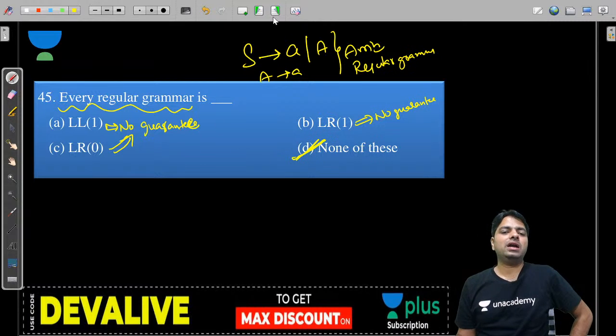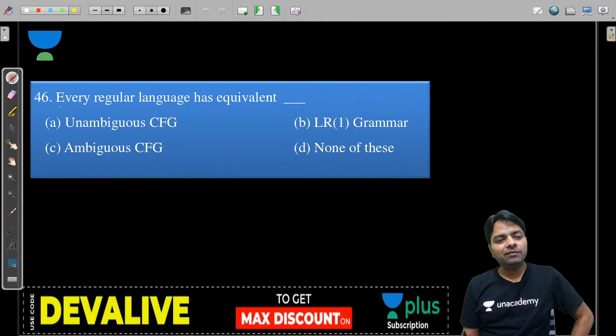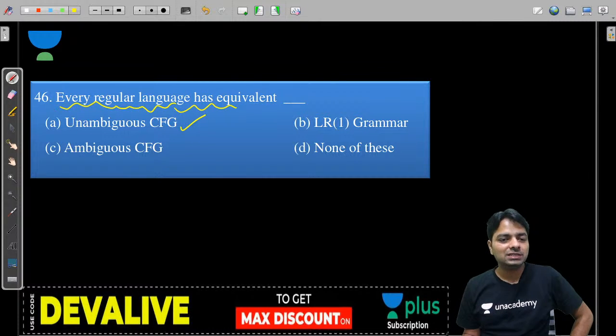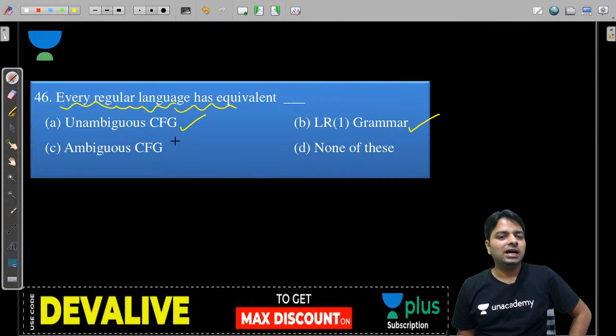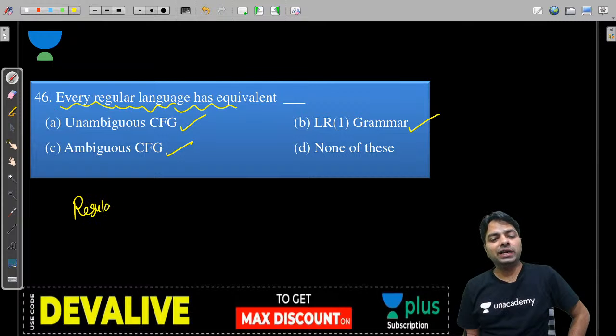Option D. And careful, regular language is different. Every regular language has equivalent unambiguous CFGs. As equivalent LR1 grammar is correct. And you can say better LRK, but it's okay. Ambiguous CFG, yes. If you have a regular language, you can write a CFG, and that CFG can be ambiguous, and an unambiguous one exists.